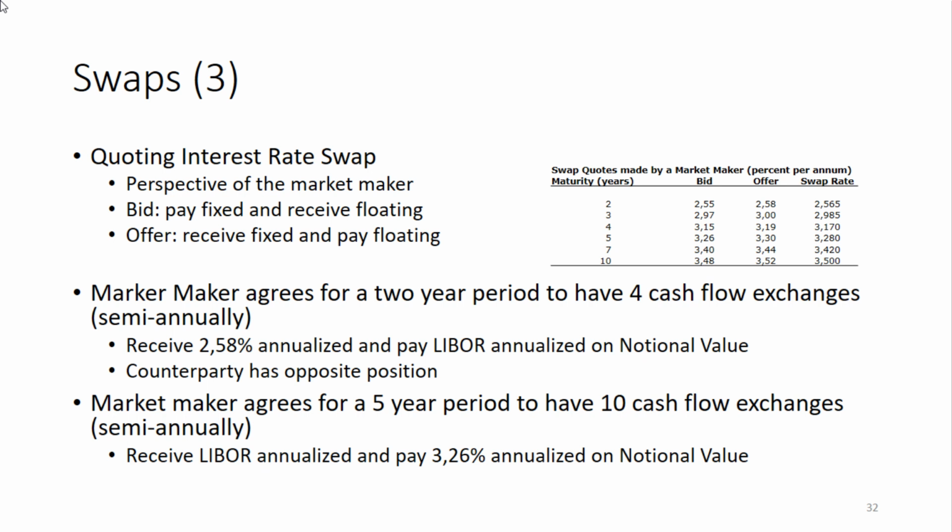semi-annually, so that means that in a 2-year period there will be 4 cash flows. What the market maker says is, well, he is prepared to receive 2.58 annualized and then to pay LIBOR annualized. And what I mean by annualized is that 2.58 annualized means that if there are semi-annual cash flow moments, only half of the 2.58 will be received, but also at the same time not full LIBOR will be paid, but only half of LIBOR, the London Interbank Offered Rate.